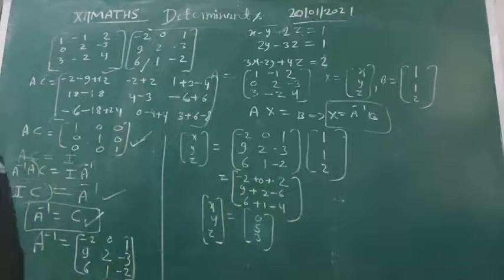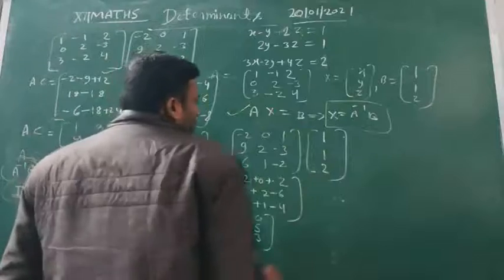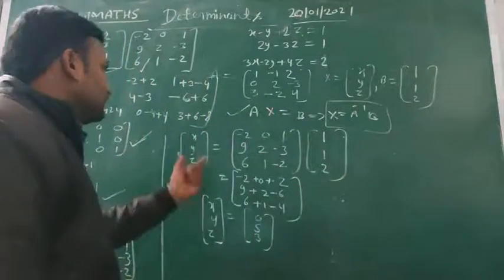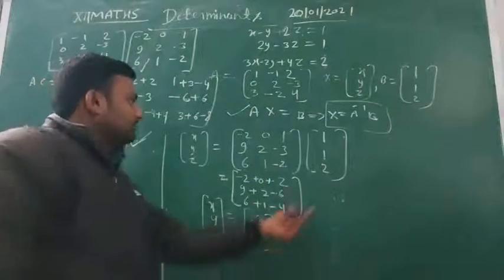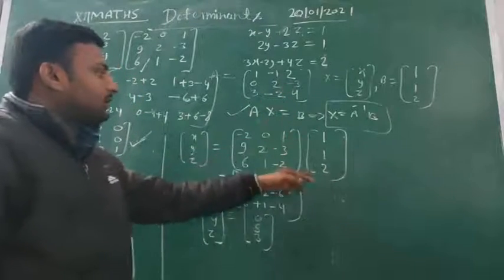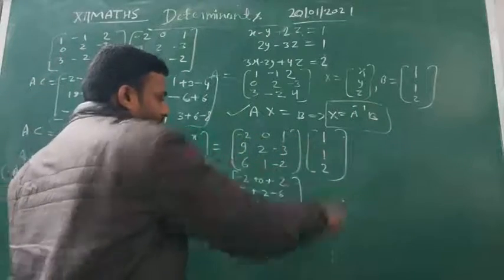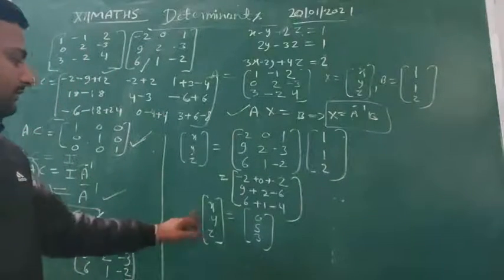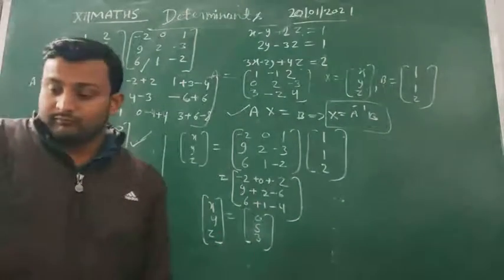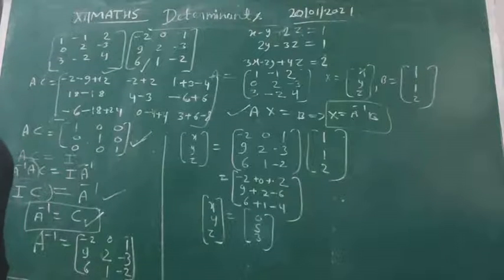So A inverse is equal to C, and our C is this matrix, so we can write our A inverse as this. Okay students, now we know that AX is equal to B, so X can be written as A inverse B. So this is our X, which is x, y, z, and A inverse which we have just found, and B, which is our right hand side, 1, 1, 2. Now when we multiply first row with first column, second row with first column, third row with first column, we get x, y, z as 0, 5, 3. This is our required result. Okay, now I hope you understand. Now we take another question, students.